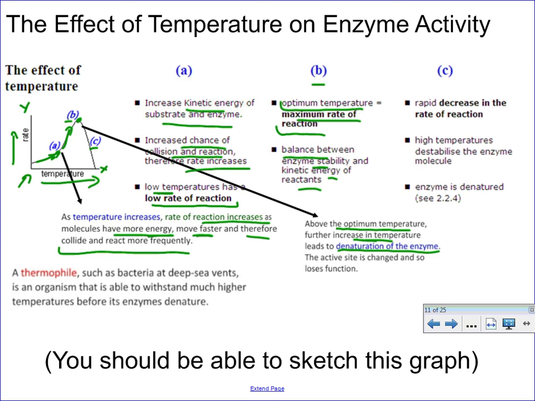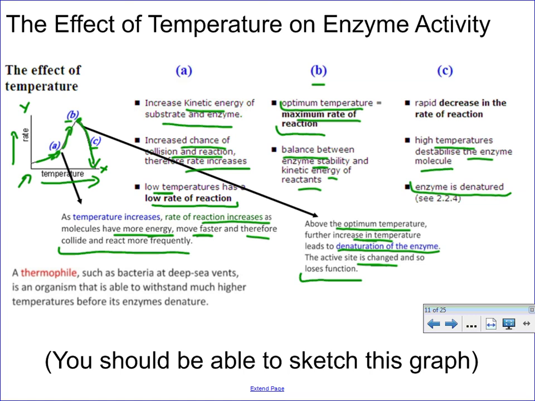As the enzyme starts to denature and unfold because of disruption in those R group interactions, the active site starts to change, and so we'll lose function. As temperature continues to increase, you'll see a rapid drop in enzymatic activity. At these high temperatures, the enzyme molecule is destabilized, and at this point the enzyme is denatured, which is why you see this very rapid drop in enzymatic activity.